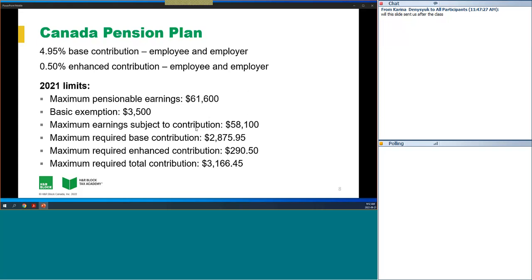And they're stepping it up year by year, and we're currently in phase 1. So in phase 1, last year, it was 4.95% base, and I think it was 0.35 or something, but I don't remember because it doesn't matter. It was a smaller amount of enhanced contribution. This year, the enhanced contribution is 0.5%, so it's a little bit higher. Next year, the enhanced contribution is going to go up again to 0.75% until it hits a maximum.